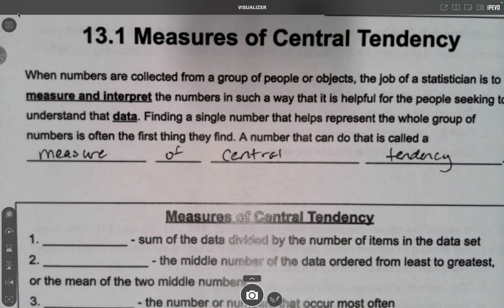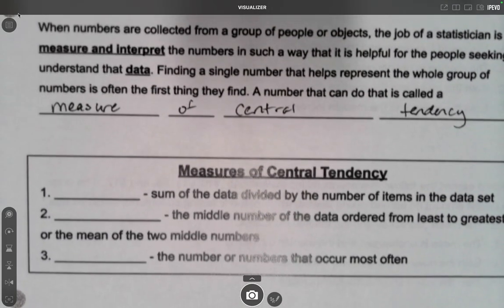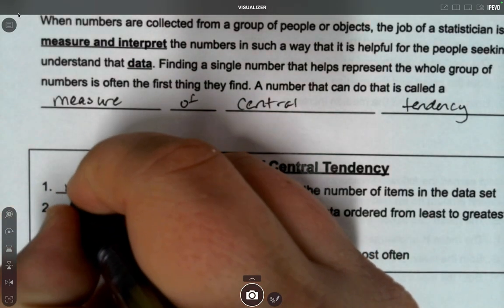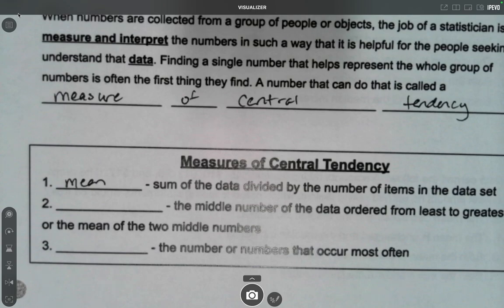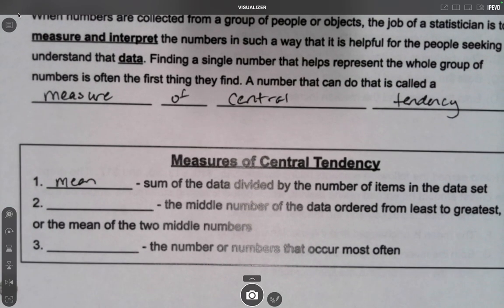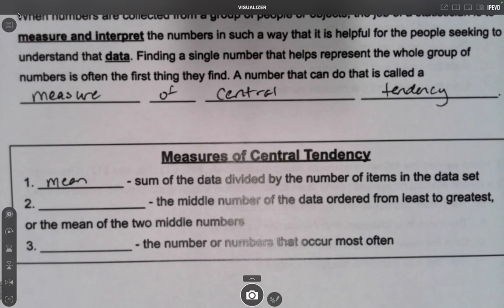So for the measures of central tendency, there's three, and you've probably heard these words before. There's the mean. That's the sum of the data divided by the number of terms in the data set. In other words, if I have 3 test grades and I know my test average, I add those 3 test grades together and divide by 3. That'll tell me my test average or my test mean.